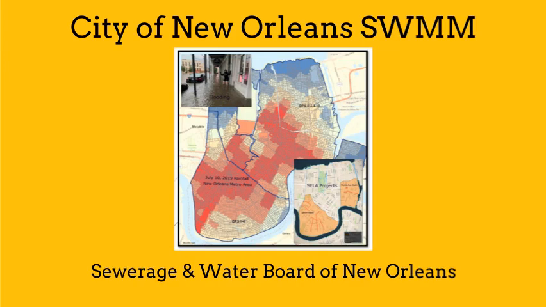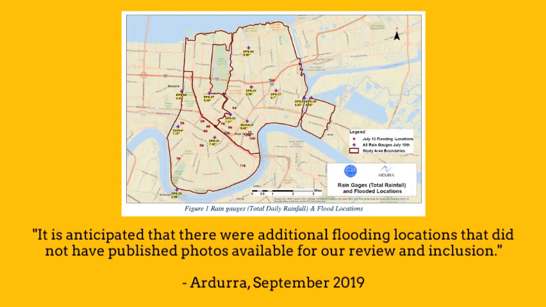Here, you can see a model that the Sewage and Water Board released in July of 2019 based on a single storm event. Areas in red are at a higher risk for flooding than the areas in blue that are at a lower risk. This system works, but there is uncertainty in the data. Here, you can see known flooding locations in red and rain gauges in yellow. The report that the Sewage and Water Board released admitted that there could have been additional flooding locations that did not have published photos available.